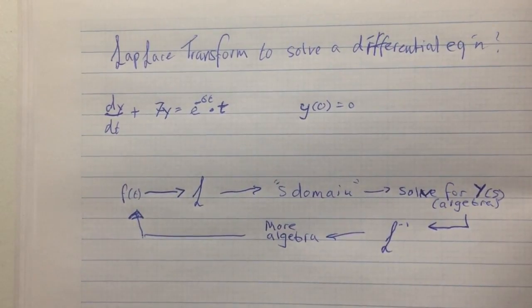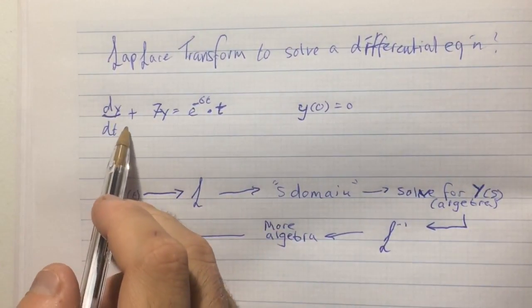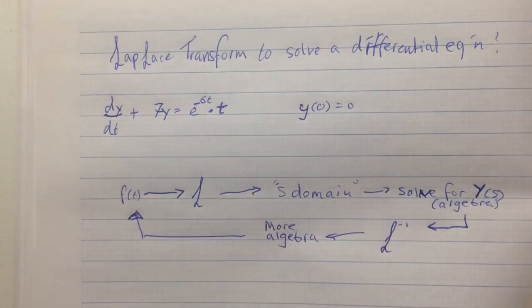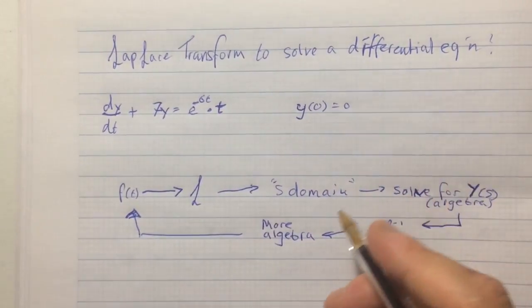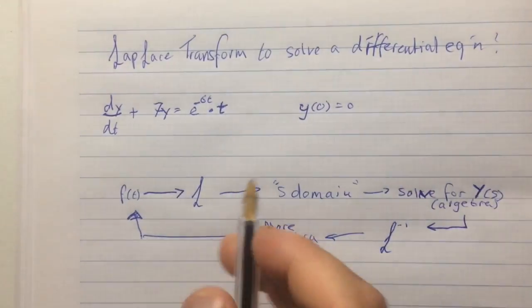Alright, let's get started. This is an introductory video to the Laplace Transform to solve a differential equation. Our differential equation is dy/dt plus 7y is equal to e to the minus 6t. And our initial condition is y of 0 equals 0. So here's a little diagram I've got right here to explain how it works in a simple way.